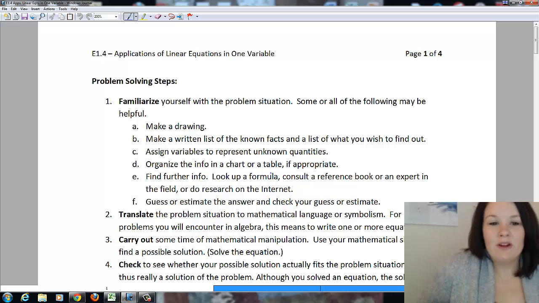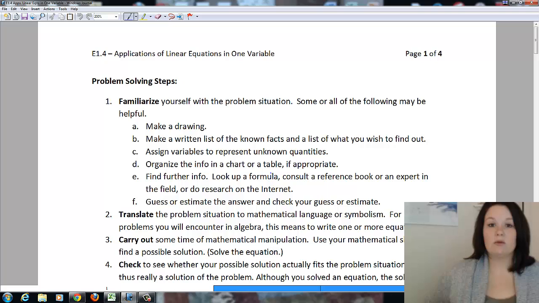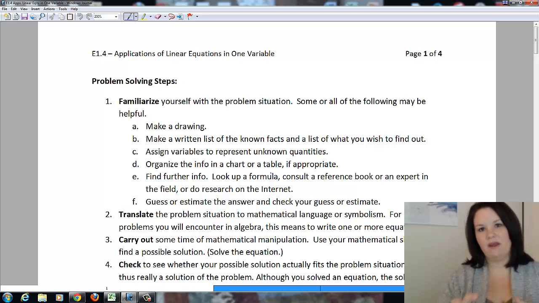All right, so now we're going to go over E1.4, which is applications of linear equations in one variable. So these are things we should be able to solve without having any kinds of x squares and factoring and quadratic formula and all that mess. So what we're going to look at is when you have these problems, how to analyze them and pick out what's important, and then how to set it up and solve.